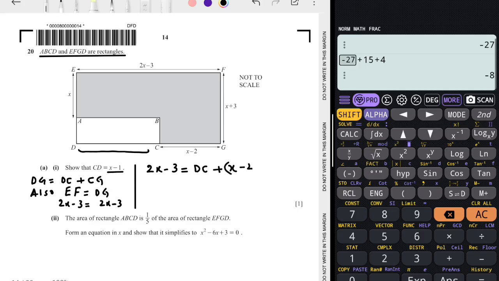So we will shift this whole value to the other side. It would be 2x minus 3 minus x plus 2 is equal to DC; we have to change their signs. So 2x minus x becomes x, and minus 3 plus 2 becomes minus 1, equal to DC. So this would be the value of DC, that is x minus 1, and that is shown also.